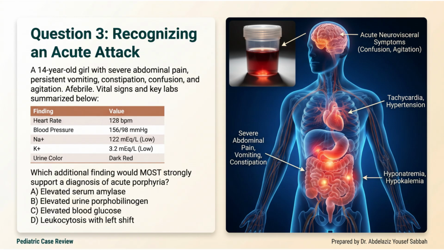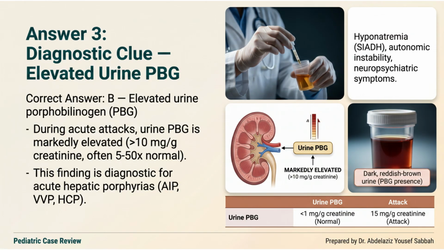Option A, elevated serum amylase. Option B, elevated urine porphobilinogen. Option C, elevated blood glucose. Option D, leukocytosis with a left shift. Think about the single biochemical marker that defines an acute porphyric attack. The correct answer is option B, elevated urine porphobilinogen.